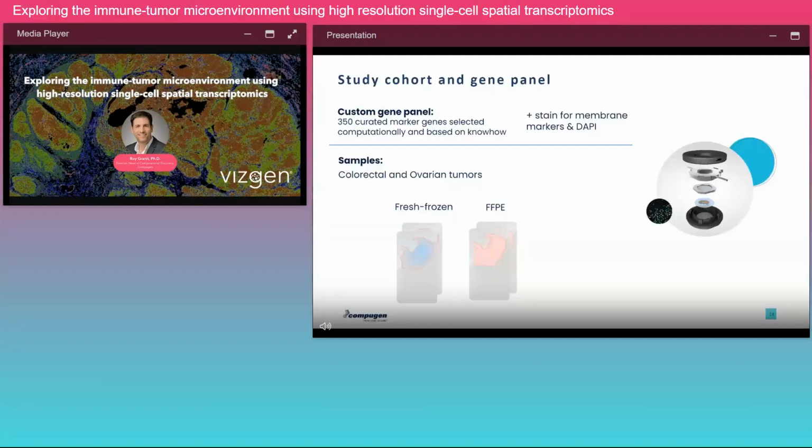To conduct this study, we designed a gene panel of 350 curated marker genes, selected computationally and based on our specific know-how. And we also use a stain for the membrane and markers to separate the cells and have the cell boundaries. And we looked into fresh frozen and FFPE colorectal and ovarian tumors.